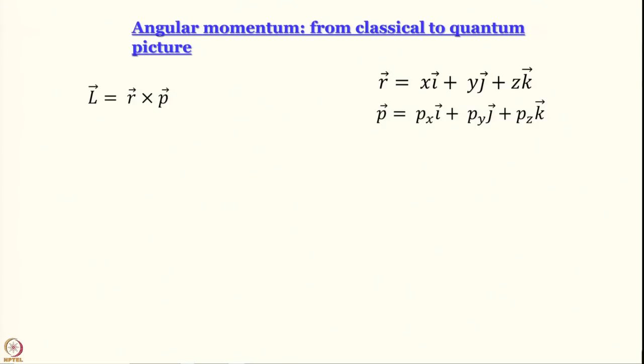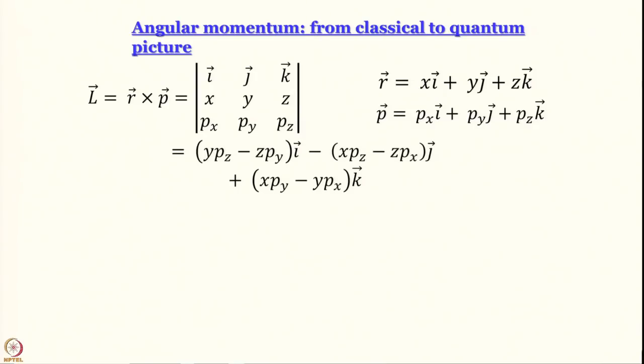Now, when you take a cross product, then what happens? You can write it as a determinant, i j k in the first row, x y z as the second row, and p x p y p z as the third row. What is the consequence? You get something like this. i multiplied by y p z minus z p y, j multiplied by z p x minus x p z, well there is a minus sign before that, k multiplied by x p y minus y p x. Remember p x p y p z, these are operators. In fact, x y z are also operators.